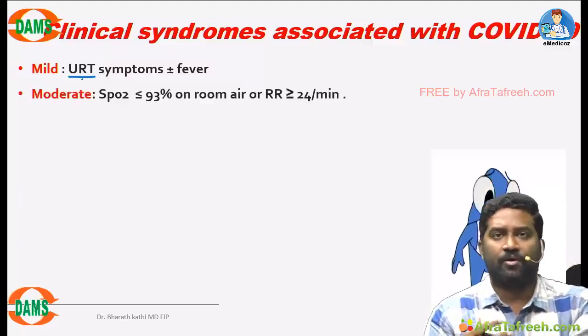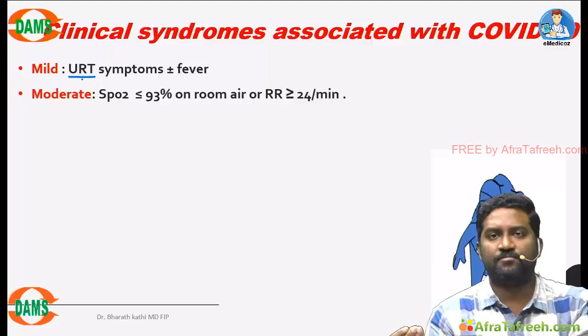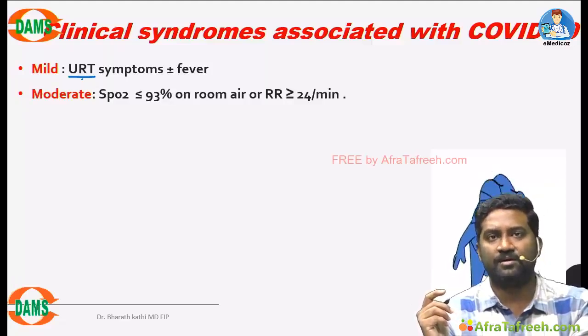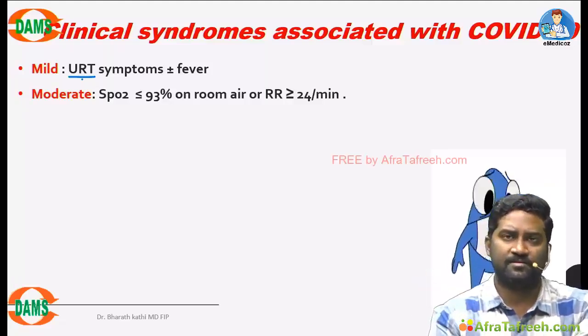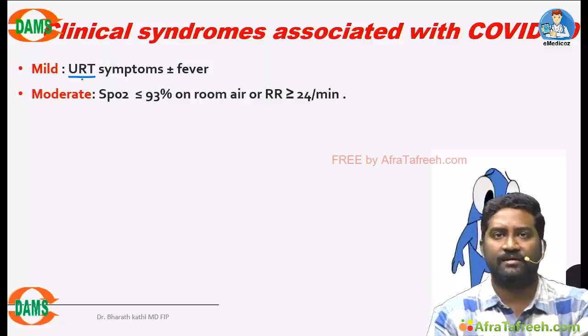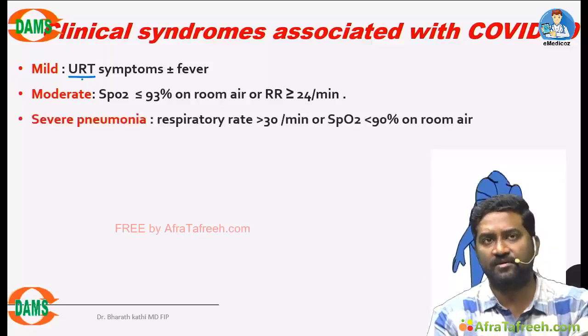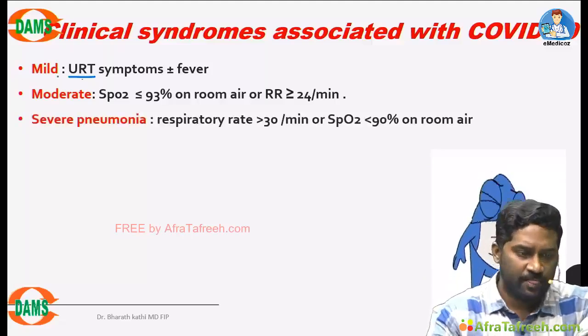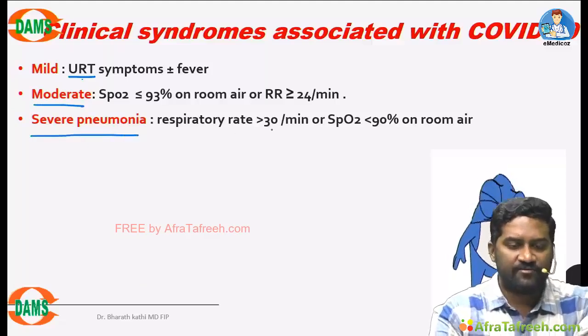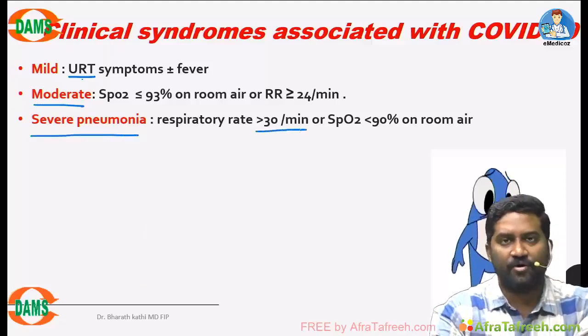Moderate. Now the oxygen starts to fall. SpO2 less than or equal to 93% on room air, and respiratory rate more than or equal to 24 per minute. So this is the guideline. When SpO2 drops to 93 or respiratory rate reaches 24, that is moderate. Then when do you call it severe pneumonia? Now respiratory rate has crossed beyond 30 and oxygen level has fallen below 90.